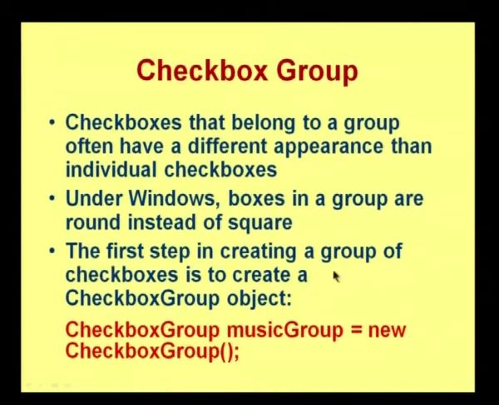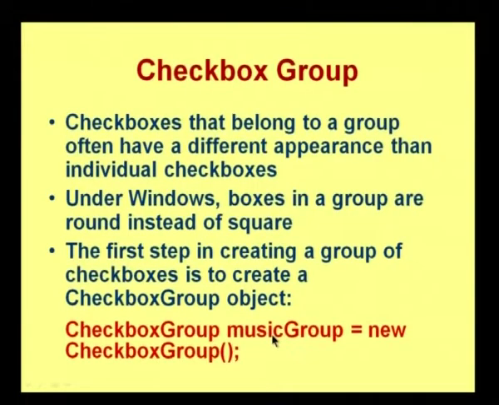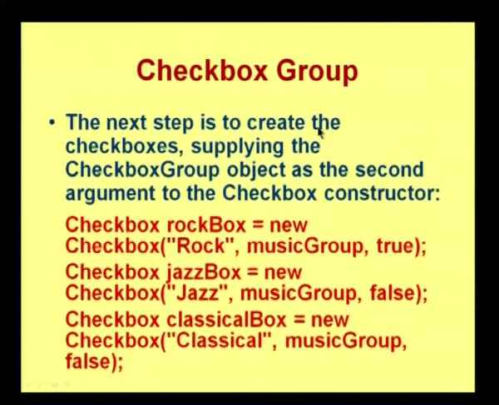The first step in creating a group of checkboxes is to create a checkbox group object. Since it is a group of checkboxes, first we need to create a group, and then we add the checkboxes under that particular group. You can see here the checkbox group, the group name is equal to new checkbox group. So, I am creating a group, and for this group I can keep on adding my checkboxes.